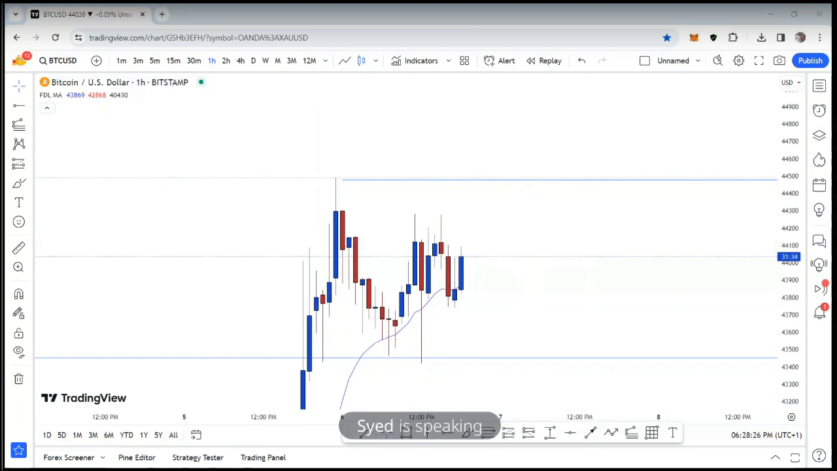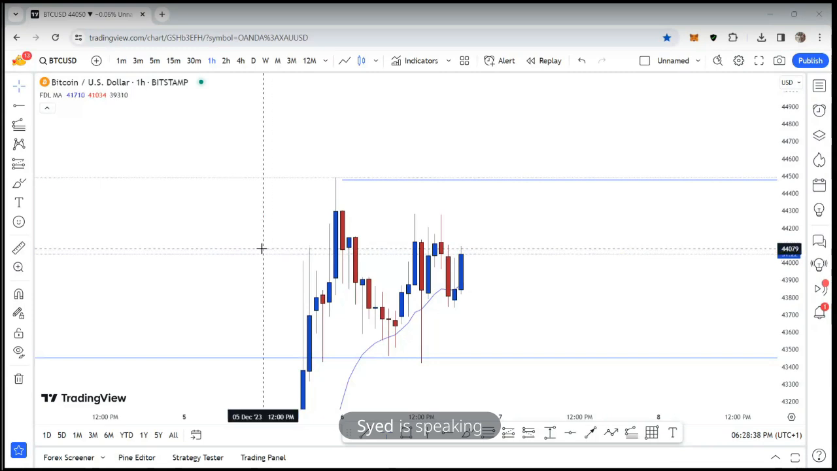And also, another part is the FDL moving average indicator. Do you have any separate setting or is it as it is? What do you mean? I was asking that the moving average, do you have any settings separately or the one that is default?